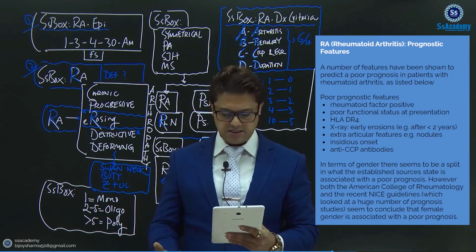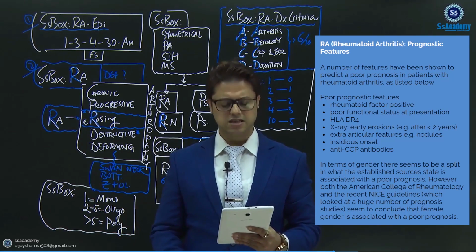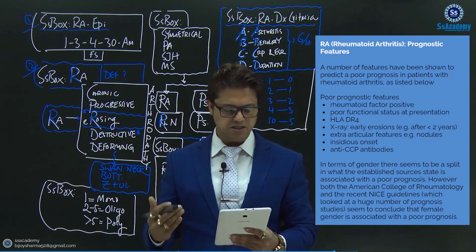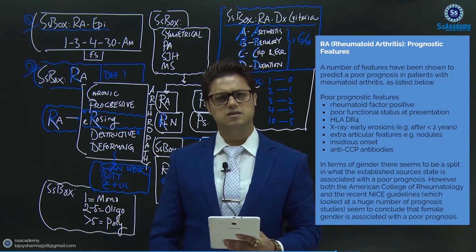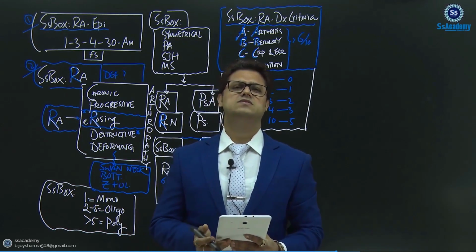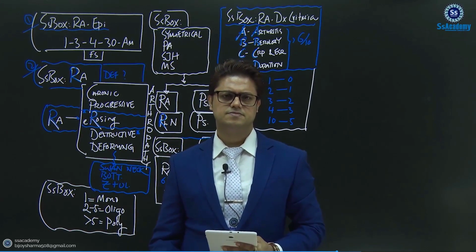However, both the ACR and the recent NICE guidelines, which looked at a huge number of prognostic studies, seem to conclude that the female gender is associated with the poor prognosis. So circle the female, circle the poor, my dear. So my dear, listen very carefully.